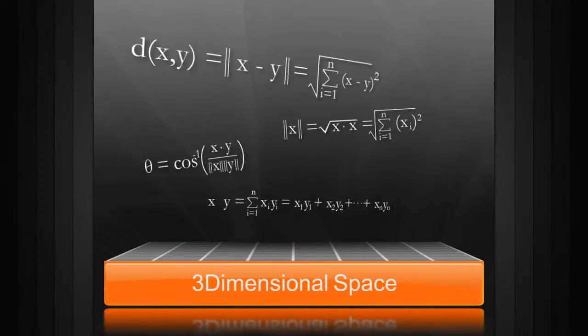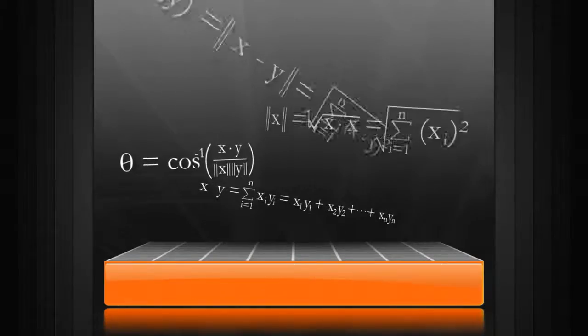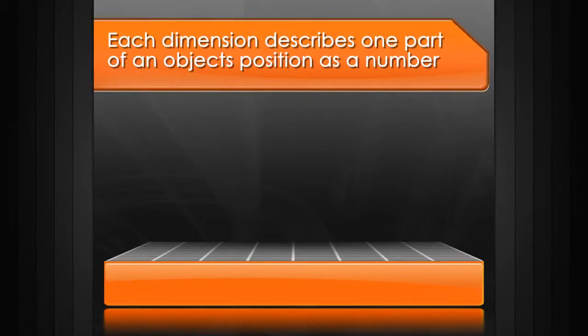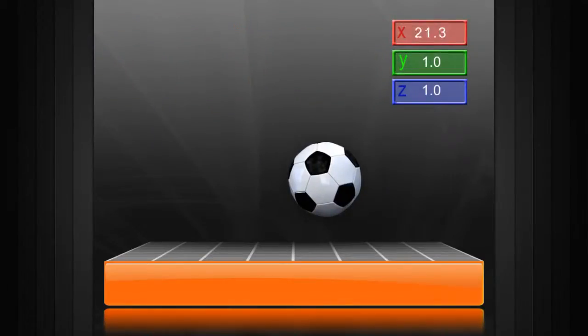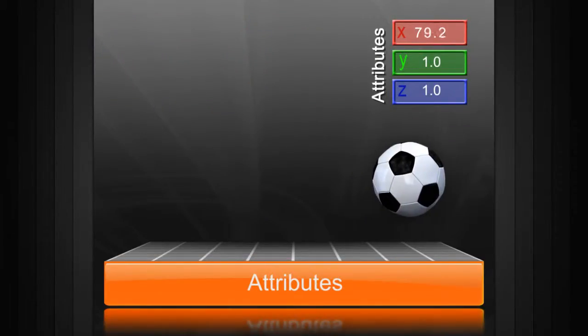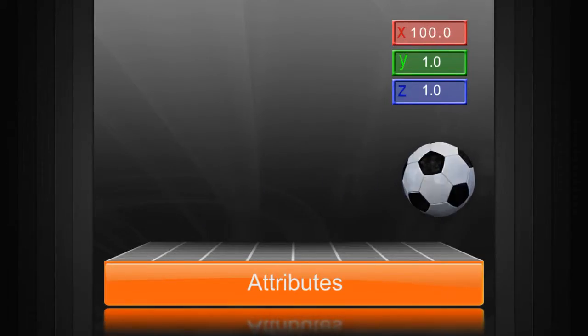Without getting into a boring and complicated mathematical definition, each dimension describes one part of an object's position as a number. Now, these numbers are stored in an object's attributes. And attributes can store anything from an object's name to its current location.